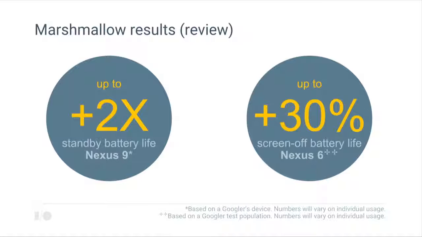I think we do. I think we have some numbers. Oh, great. Last year, when we announced Marshmallow, we saw that Doze and App Standby combined can increase the standby battery life of a Nexus 9 tablet almost twice. So the battery life almost doubled there. We also saw up to 30% average improvement in the screen-off battery life of Nexus 6 devices, based on a control group population of Googlers that we have. So clearly, Doze and App Standby are very important features, and these principles do seem to work.